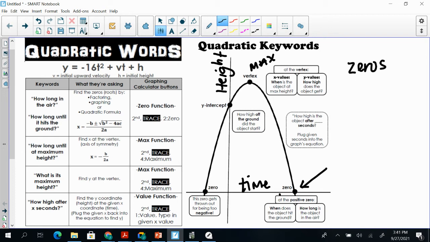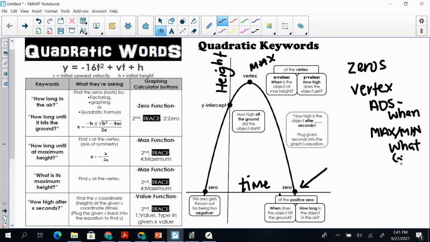You're going to need to make sure that you can find your vertex because that's going to give you your axis of symmetry, that x value, which would be your when was it at the highest point. What was the highest point is going to be the max or min or lowest point depending. And that's going to be a y value. So what is the max point or min point? So that's a y value. Axis of symmetry we know is an x value.